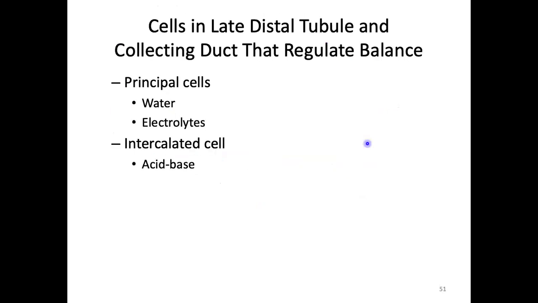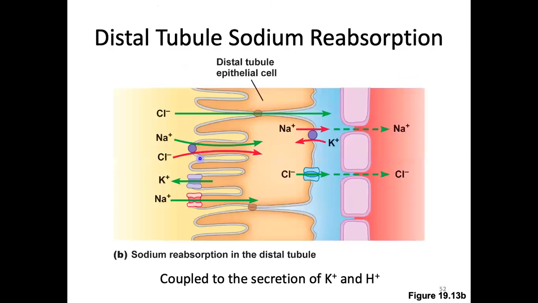We can skip this. So cells in the late distal tubule and collecting duct regulate balance. You have two different types of cells in that epithelial lining. The principal cells pull in water and electrolytes, and then the intercalated cells deal with acid-base regulation. So here's the ion reabsorption. Sodium reabsorption is coupled to kicking out potassium. It's also coupled to kicking out H+.